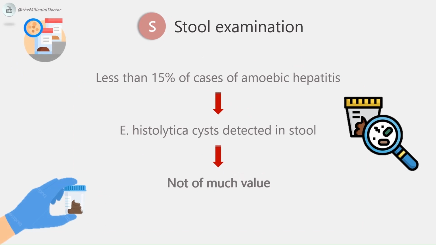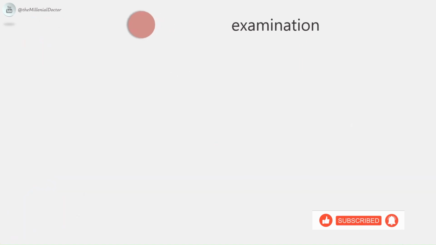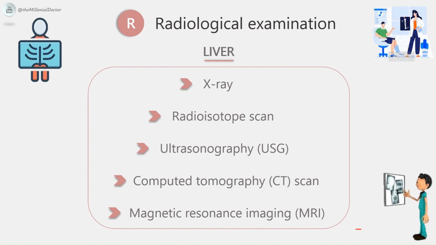Next, stool examination. It is not of much value as Entamoeba histolytica cysts can be detected in stool in less than 15% of cases of amoebic hepatitis. The radiological examination. On X-ray, the right lobe of the liver is generally found to be situated at a higher level. Radioisotope scan of the liver may locate the space-occupying lesions. Ultrasonography or USG, computed tomography, that is CT scan, or magnetic resonance imaging (MRI) of the liver may be found useful in the detection of amoebic liver abscess.